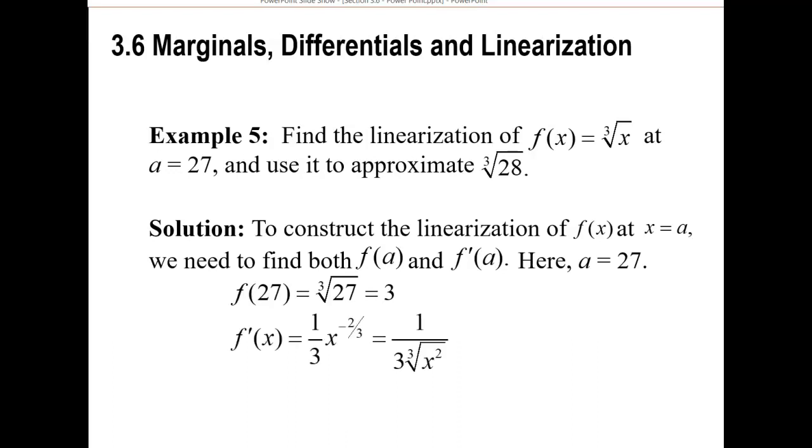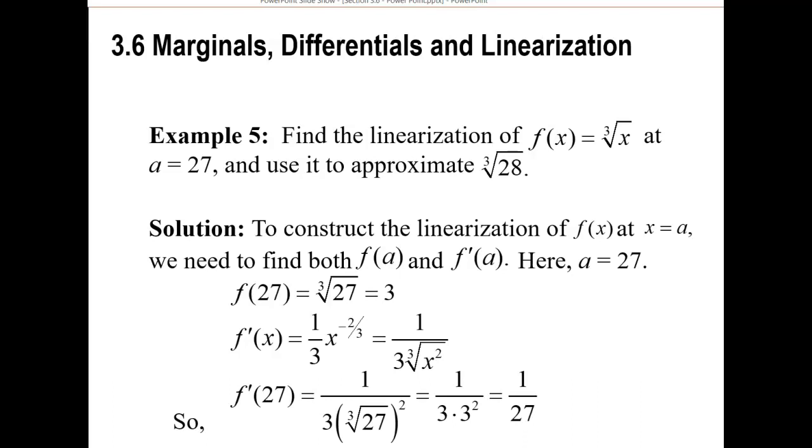f prime of a: first do f prime of x. This would be x to the 1/3, so you'd get 1/3 x to the -2/3 by your power rule. This would move to the denominator as a positive 2/3, which is the same as the cube root of x squared. Then we're going to plug in 27 into that, and that gives me 1 over 27.